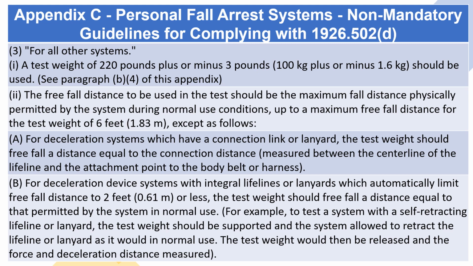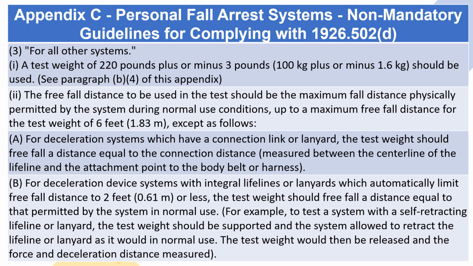The free fall distance to be used in the test should be the maximum fall distance physically permitted by the system during normal use conditions, up to a maximum free fall distance for the test weight of 6 feet (1.83 meters), except as follows. A. For deceleration systems which have a connection link or lanyard, the test weight should free fall a distance equal to the connection distance, measured between the centerline of the lifeline and the attachment point to the body belt or harness.